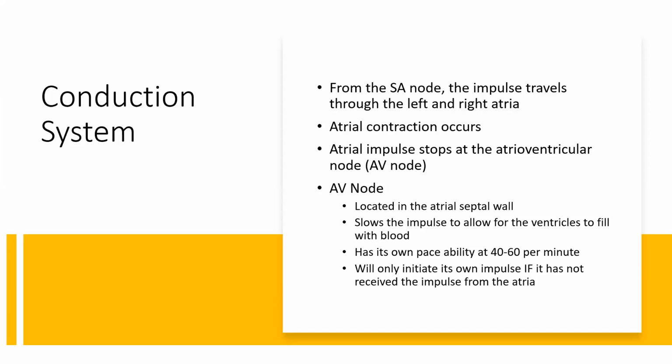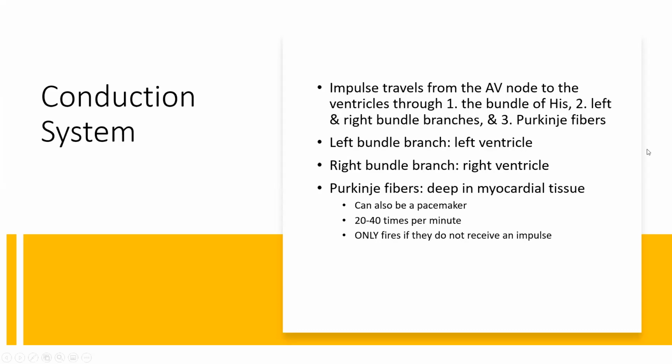Okay, so very slow. And what's also very nice about the AV node is that it will only initiate if it has not received the impulse from the atria. So if there is some sort of delay, some sort of problem between the atria and the ventricles, that's why the AV node picks up, because it has to pump that blood out of the ventricles. All right, once it leaves the AV node, it's actually going to then do a couple of different things.